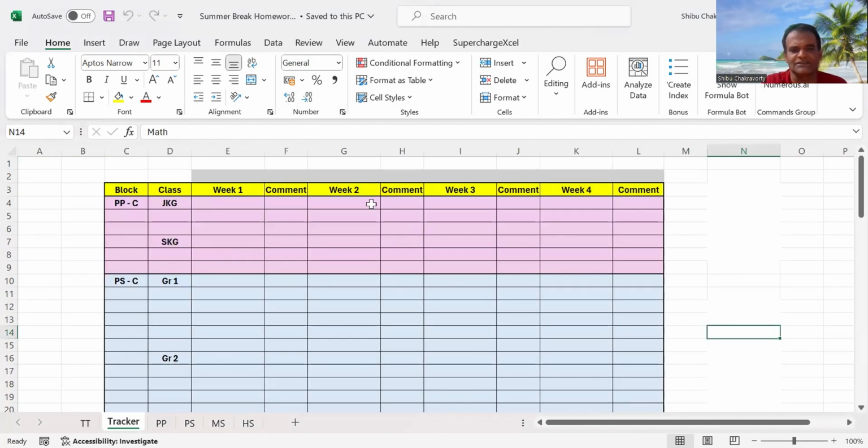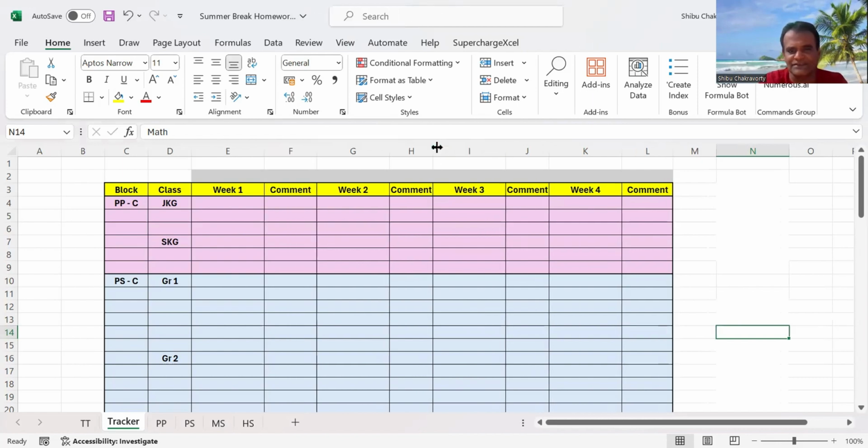This is a tracker. Now please understand that this is internal, so it's not to go out to the parents. Okay, this is for our keep. Now this is a tracker that will be maintained by the coordinators and not by you. All right, so the coordinators will maintain this tracker.